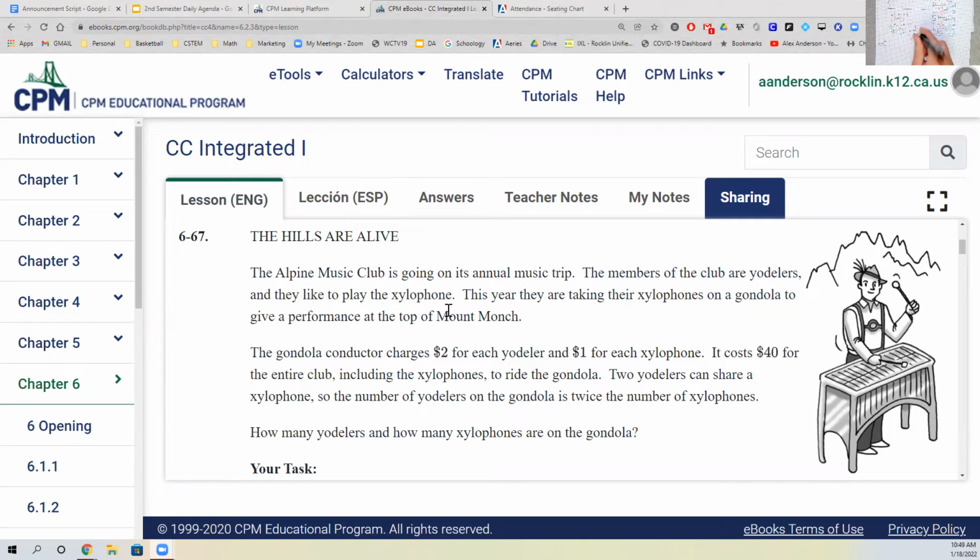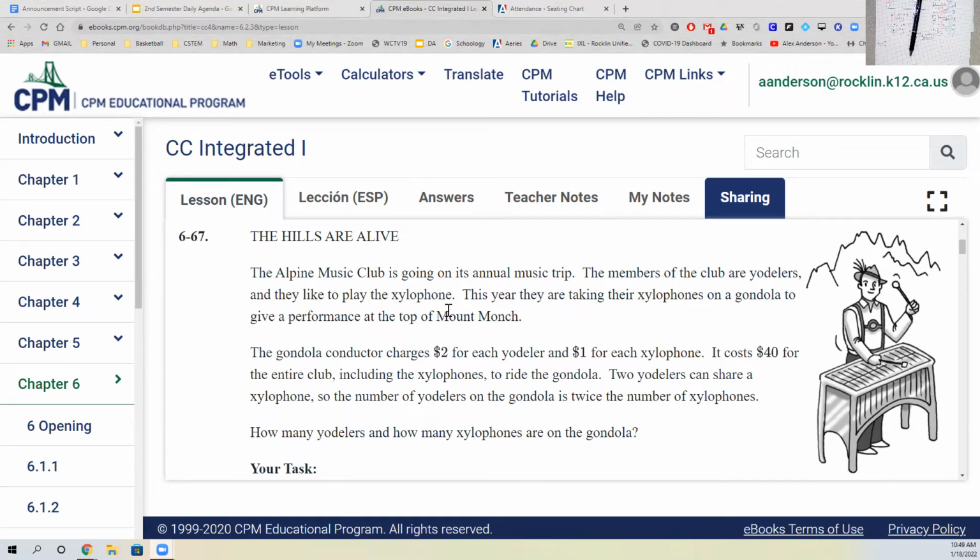Okay, so the Alpine Music Club is going on its annual music trip. Club full of yodelers that like to play the xylophone. This year they were taking their xylophones on a gondola to give a performance on the top of Mount Monk. The gondola conductor charges $2 for each yodeler, $1 for each xylophone. It costs $40 for the entire club, including xylophones, to ride the gondola. 2 yodelers can share a xylophone, so the number of yodelers on the gondola is twice the number of xylophones.